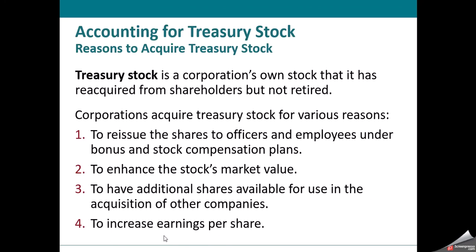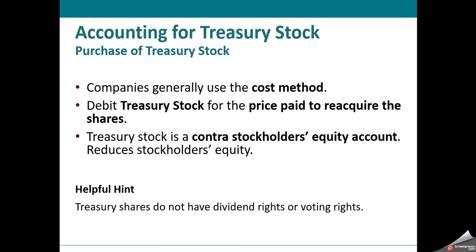And if our earnings remain constant, that earnings per share number goes up. So again, there could be a variety of reasons that businesses do it. And generally, they're going to use the cost method, which means we debit the treasury stock account for the price that we pay. Because again, we're out in the market buying it.